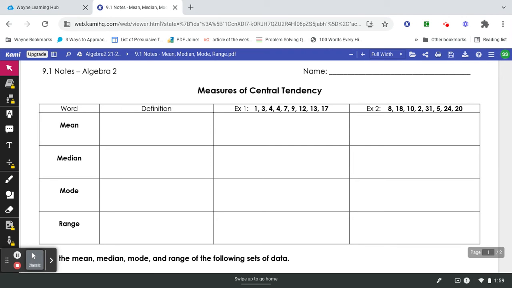These are the 9.1 notes for Algebra 2. We're going to be talking about mean, median, mode, and range. You've probably seen most of those words before, so today will just be a refresher of how to do all those. So the first thing is the mean.